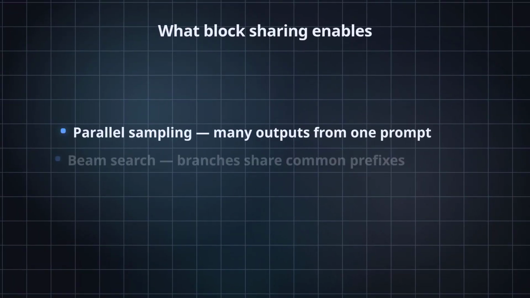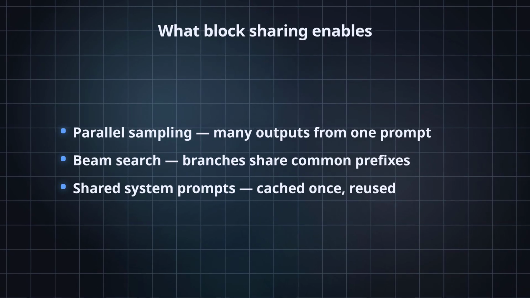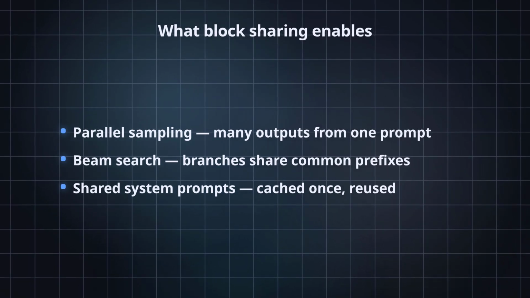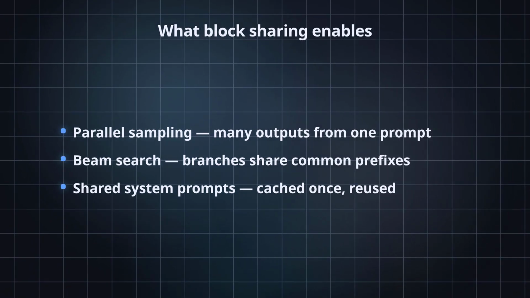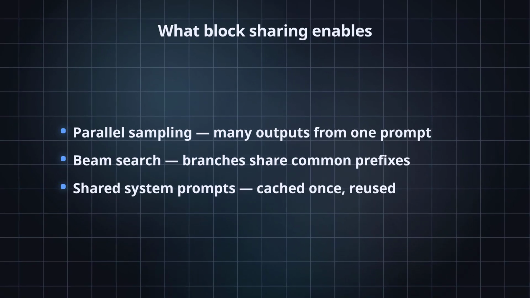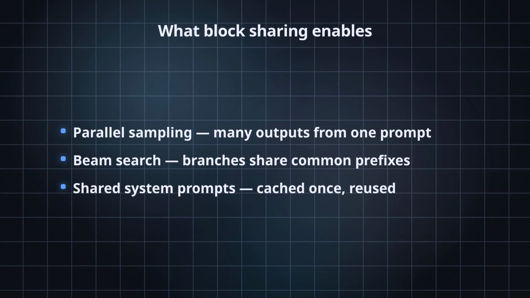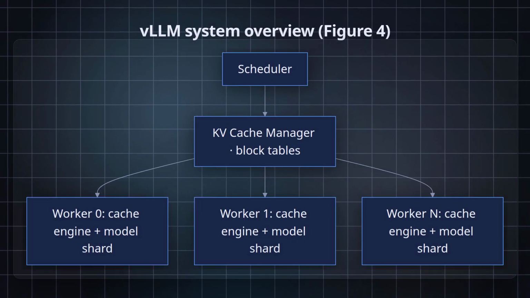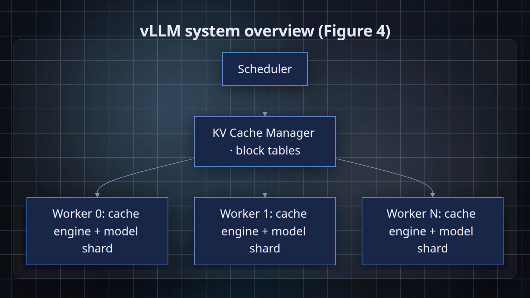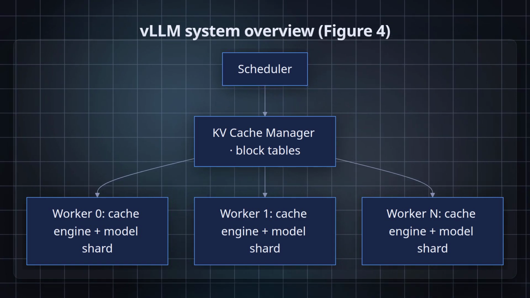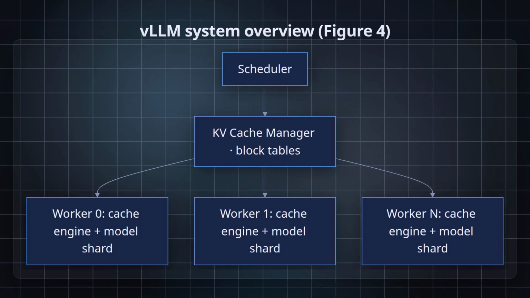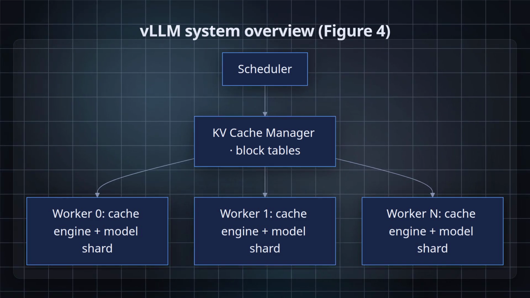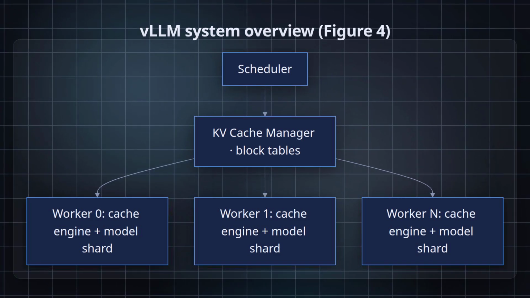That sharing pays off across common workloads. Parallel sampling and beam search share the prompt's blocks, and many requests with the same system prompt share one cached copy of it. These ideas come together in the vLLM system. A central scheduler and KV cache manager own the block tables and hand physical blocks to the workers, each running a shard of the model on its GPU.